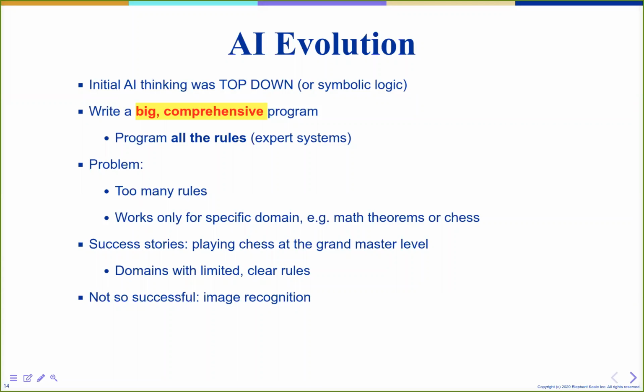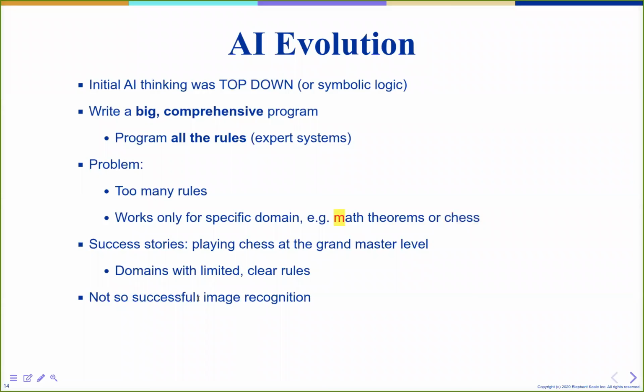But this approach was very limited because, as it turns out, encoding the rules of the real world to solve real world problems is very difficult. But in some specific domains, for example playing chess, this is successful, because chess has very limited moves and very well defined rules. So you can write a program to try all the different moves and then pick the best move. In this case, the top-down approach was successful.